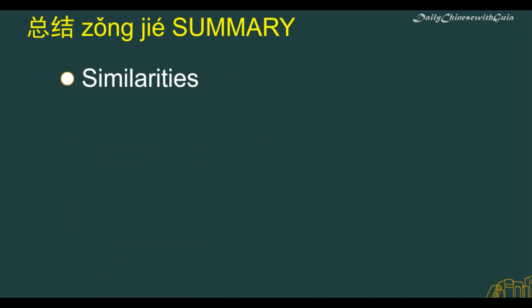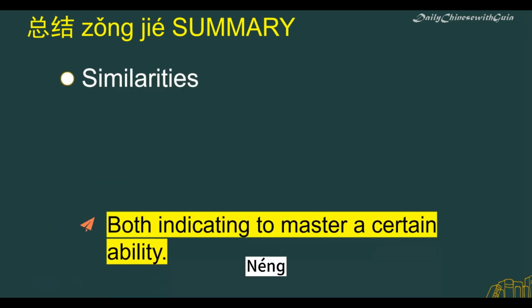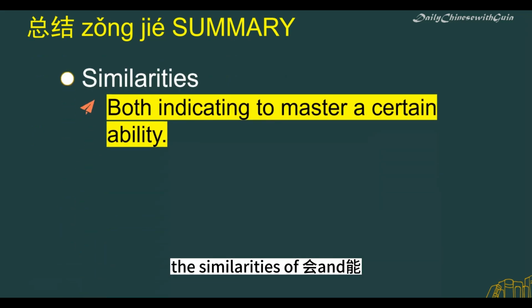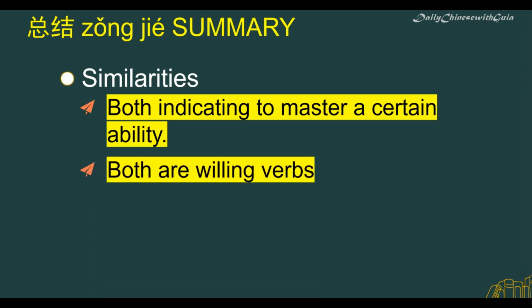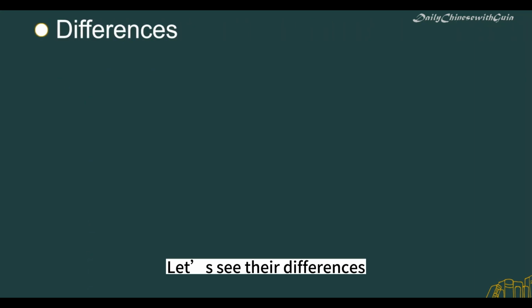Firstly, the similarities of 会 and 能. Firstly, both indicate mastering a certain ability. Second, both are modal verbs. Now let's see the differences.